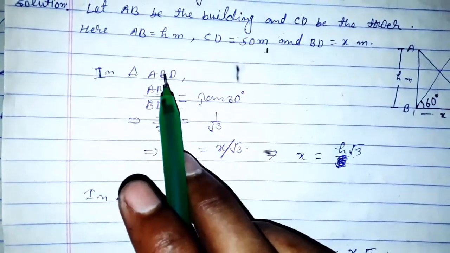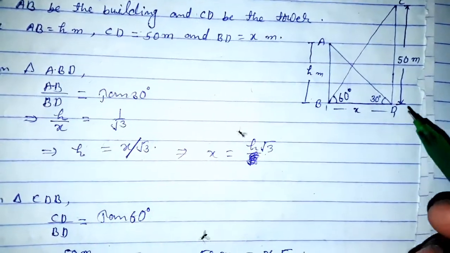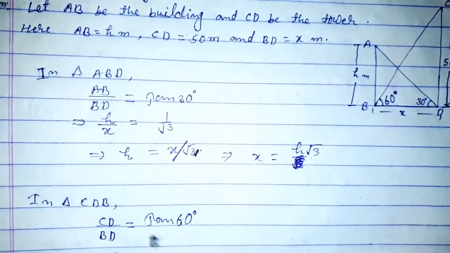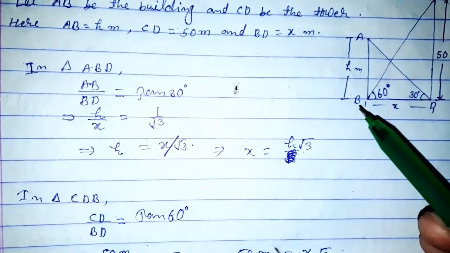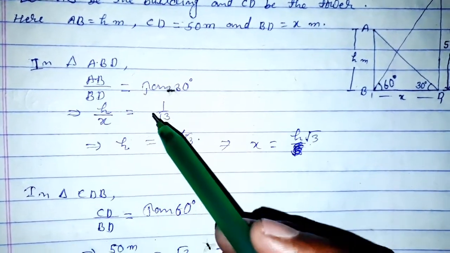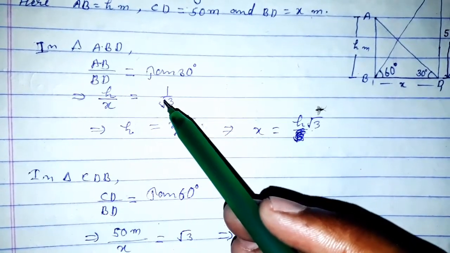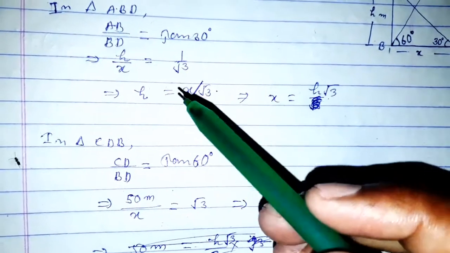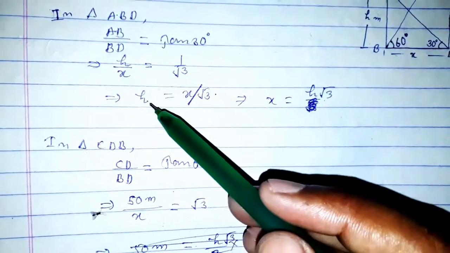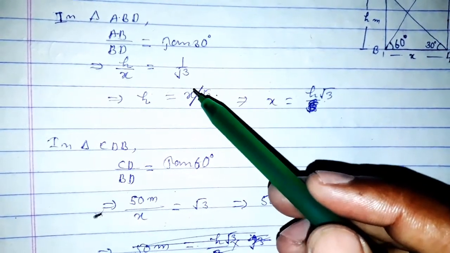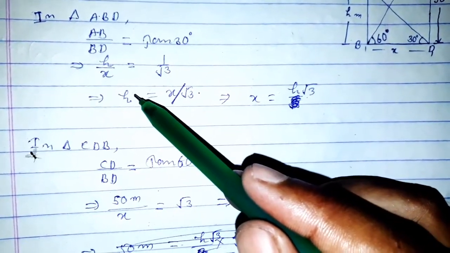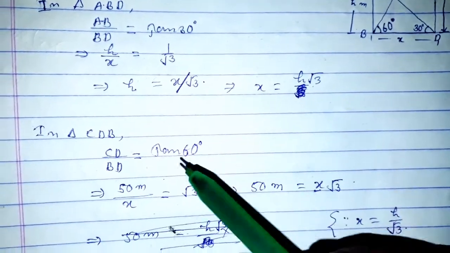In triangle ABD, a small triangle ABD, take the ratio AB upon BD is tan 30 degree. What is the value of tan 30? Tan 30 is 1 upon root 3. So here h upon x is equal to 1 upon root 3, and multiplying by root 3, x is equal to h root 3.